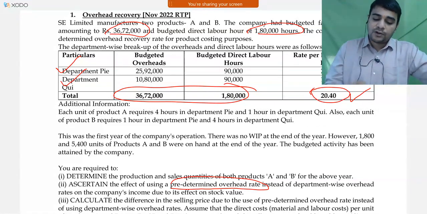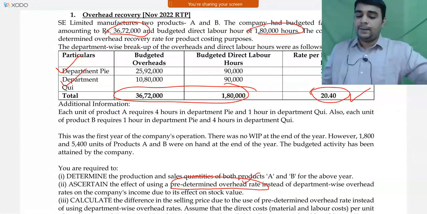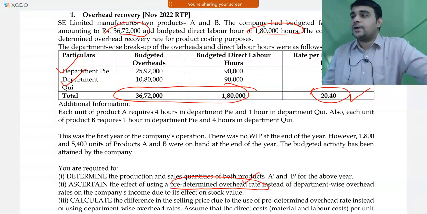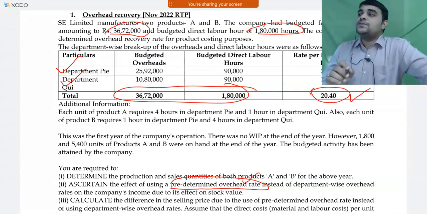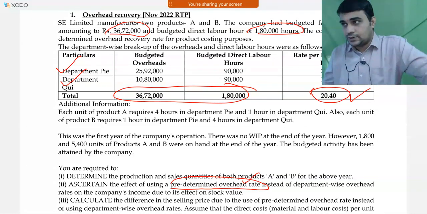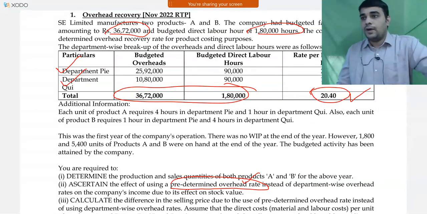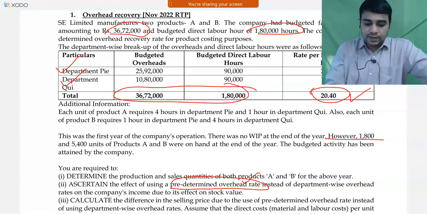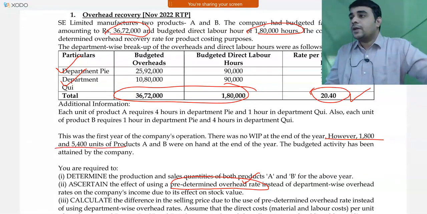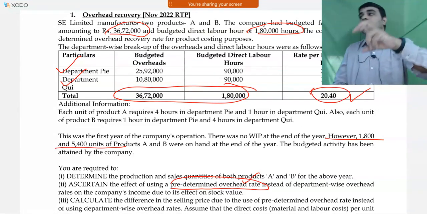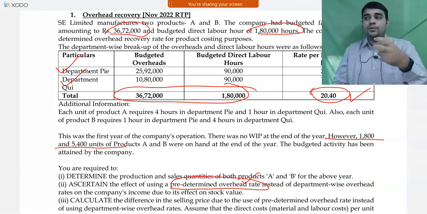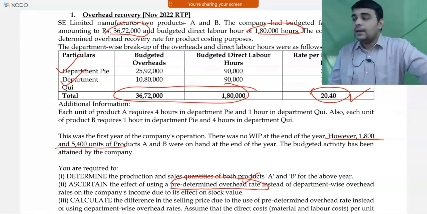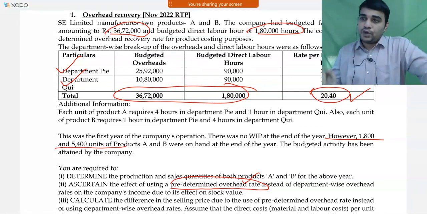What is the effect of using a predetermined overhead rate instead of department-wise overhead rate on the company's income due to its effect on stock value? Overheads will be considered for valuing the closing stock. The closing stock is given in the question, 1,800 and 5,400. In this closing stock value, there will be material cost and labor cost. I'm not bothered about material or labor, but on the overheads part, you have two choices.